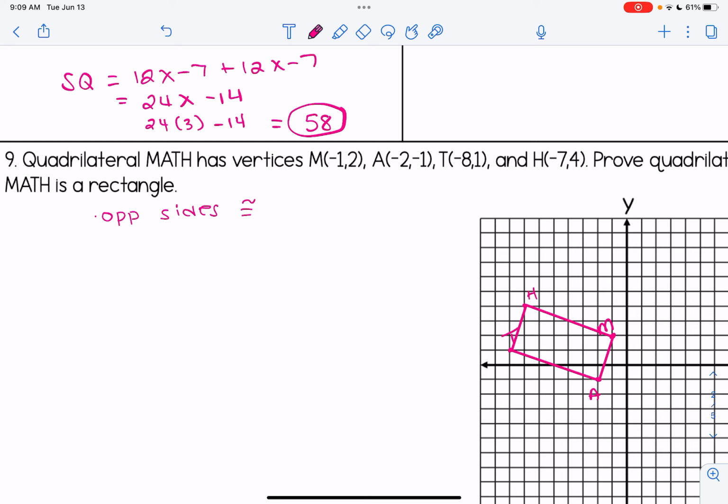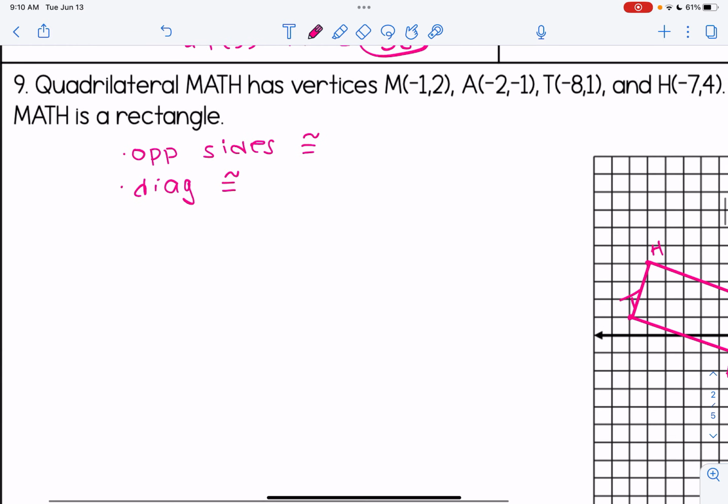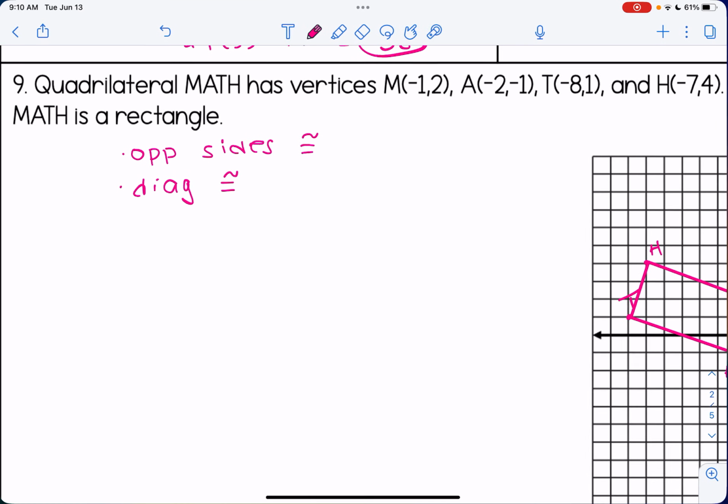If we think about a property that is unique to a rectangle, it's that the diagonals are congruent. It's the combination of both of these properties that makes a quadrilateral a rectangle. So I'm going to show both of these things, that opposite sides are congruent and that the diagonals are congruent. Okay, and again, there's different ways to go about coordinate proofs. This is the way that I'm going to cover in this video.